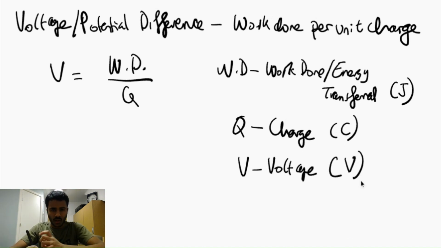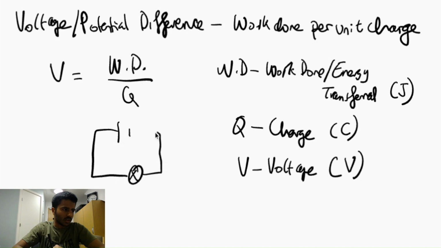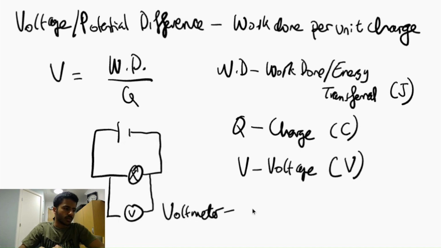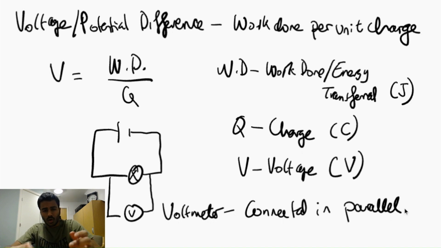Now, we saw earlier that we used an ammeter to measure current. So we have another circuit. In order to measure the voltage in a circuit, we use a voltmeter, which has circuit symbol V here, and it's always connected in parallel. We'll go through again why it's connected in parallel in our series and parallels video, which you should definitely go and watch. But for now, just take it for granted.